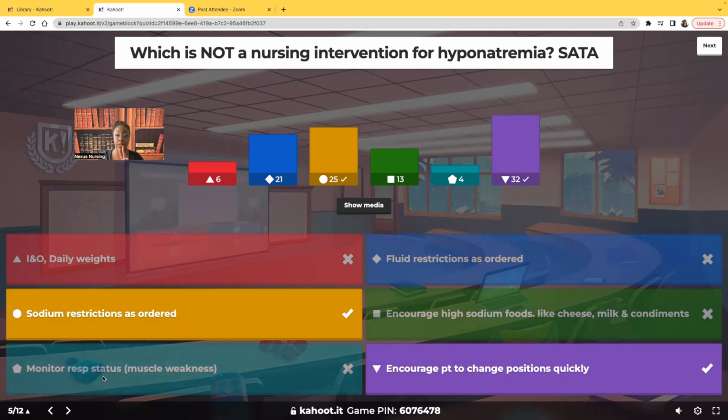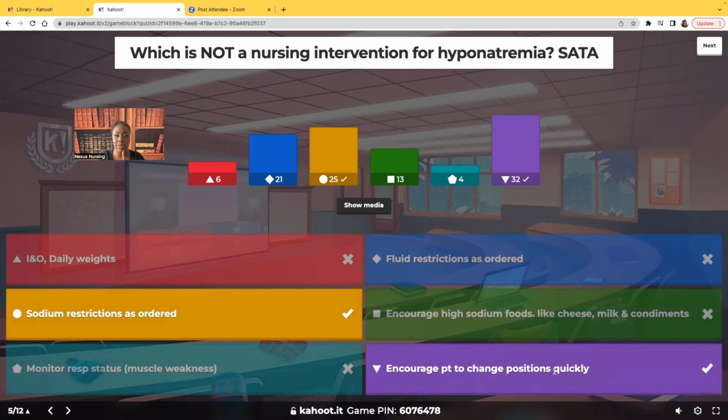Now we have two nursing interventions that are not appropriate for the hyponatremic patient. What is it? Sodium restrictions. Why would we put a patient who is already hyponatremic on sodium restriction? That makes no sense. They need sodium. We don't need to keep them away from it. And the other one is encouraging the patient to change positions quickly. You see that word quickly? That's what made it wrong.